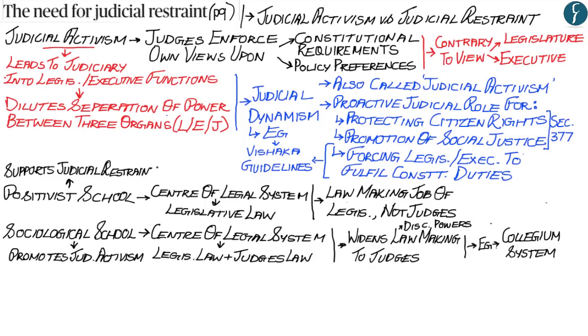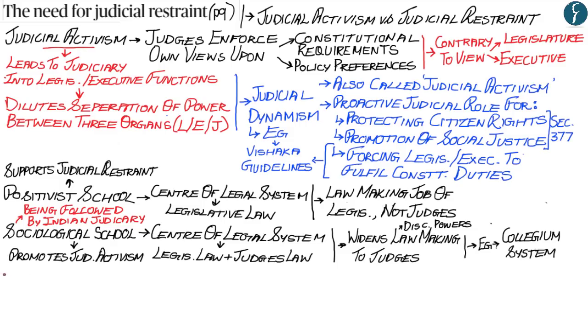Now, the positivist school ensures that there is a separation of powers between the three organs, that is the legislature, executive and the judiciary, and the judiciary should not be making interventions within the fields of the executive or the legislature. However, the sociological school of thought promotes the widening of discretionary powers of judges with regards to lawmaking. It is in that regard that the author is saying that the Indian judiciary is currently following the path of the sociological school. So now hopefully up till here you've also understood the difference between the views of the positivist school and the sociological school.